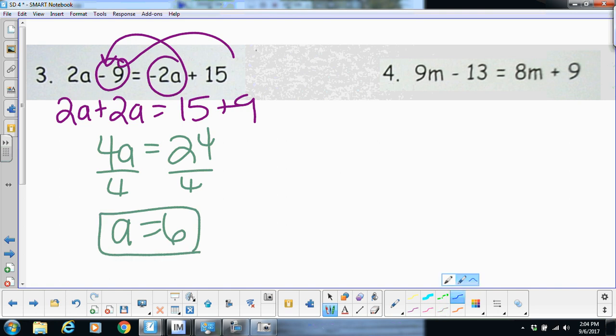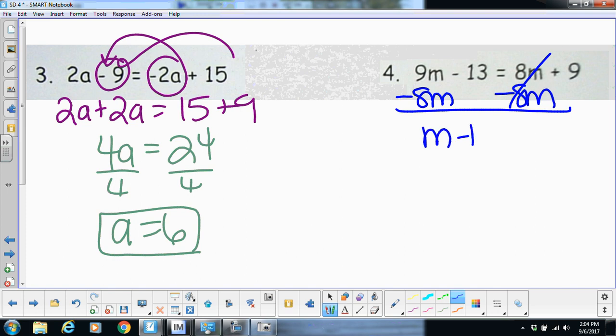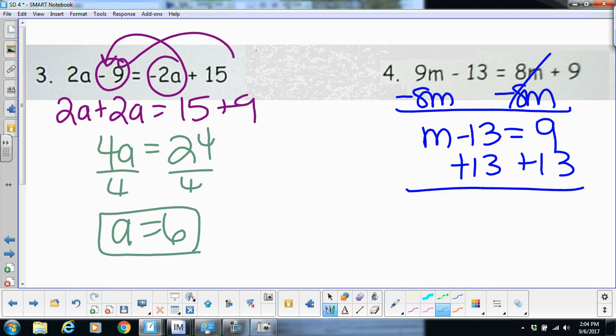Okay, moving over here to number 4. I'm going to do the stack, so I'm going to subtract 8m from both sides. So 1m, or just m, minus 13 equals 9. Then I would add my 13, and m is going to equal 22.